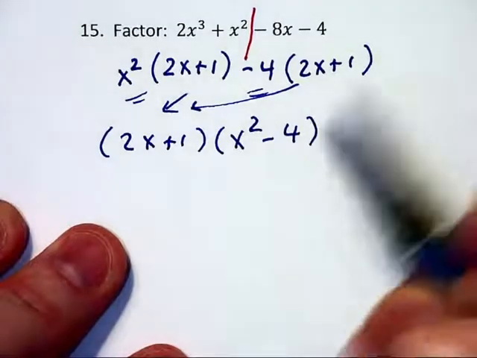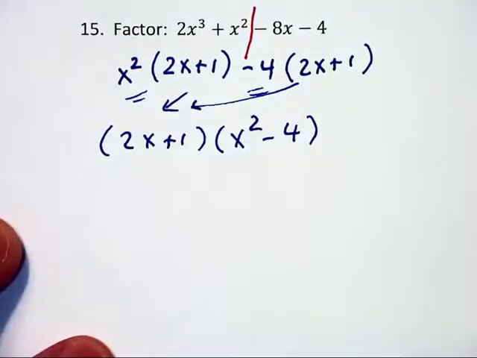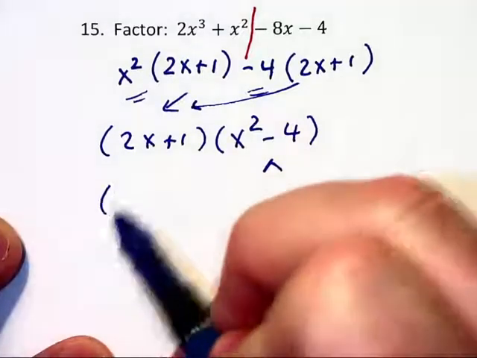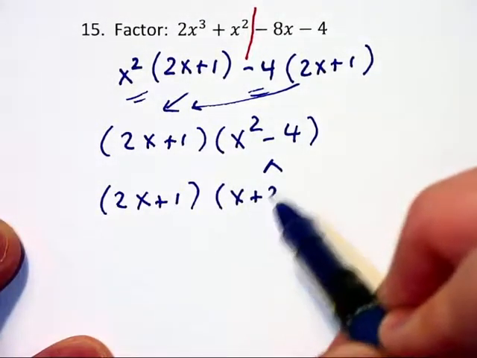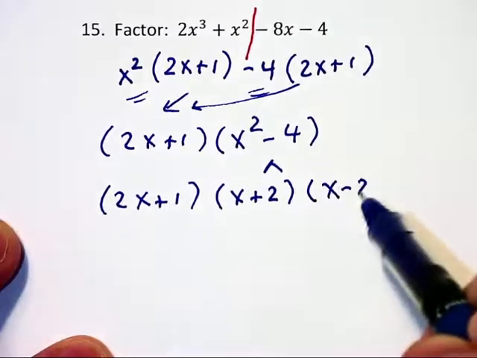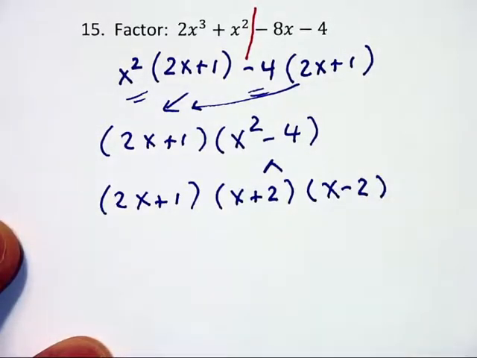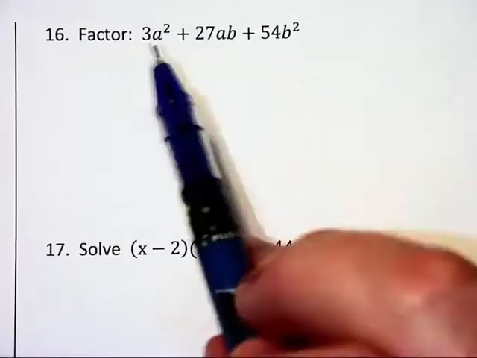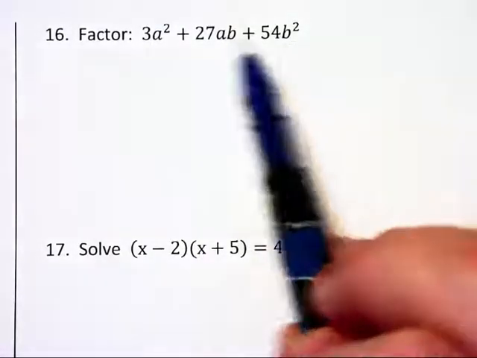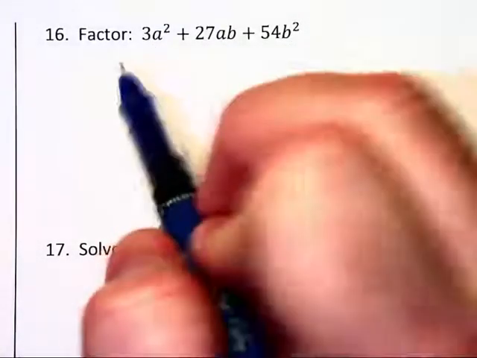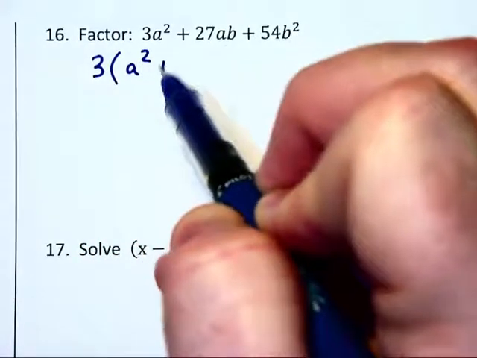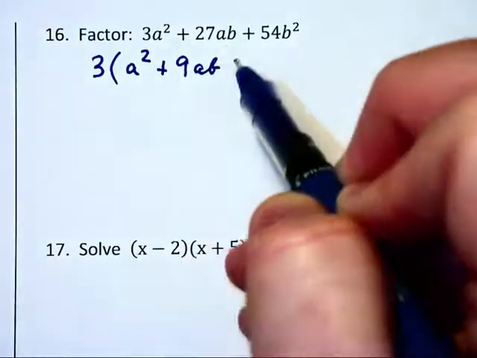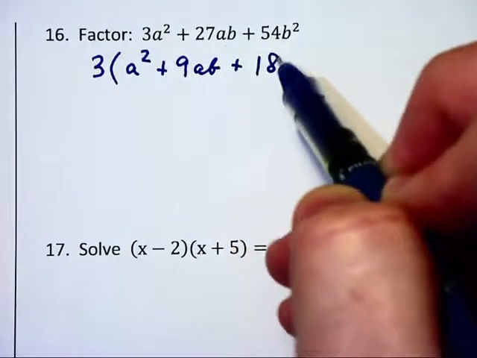Now don't stop there saying, yee-hee, I got my 2 parentheses. This is the difference of two squares, and we'll factor further, so we have 2x plus 1 times x plus 2 times x minus 2 as the factorization. For number 16, we look for a GCF. I notice the variables are different, but a 3 can be factored out. So I'm going to have 3 times a squared plus 9ab plus 18b squared.